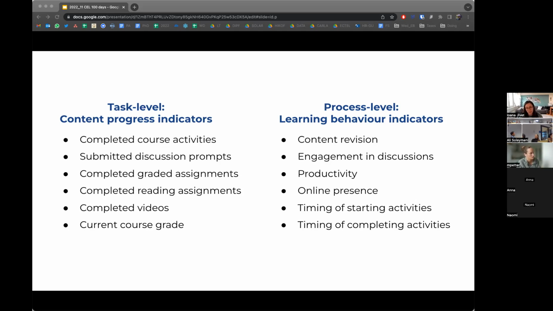And all these indicators here, apart from online presence, have been found in other research to be linked to higher success in students.